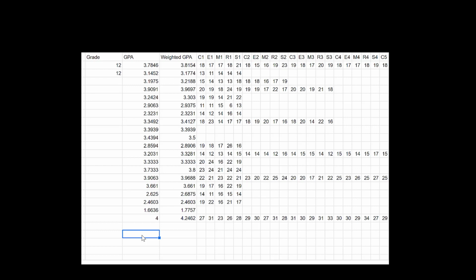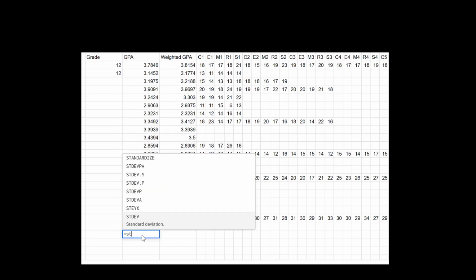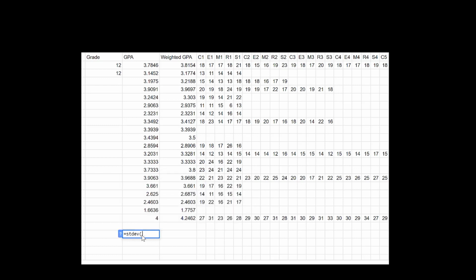If I type in just equals STDEV, this is the sample standard deviation. I'll highlight my set of data and simply hit enter, and there is my sample standard deviation, 0.599. I'll indicate this right here, that is my sample.